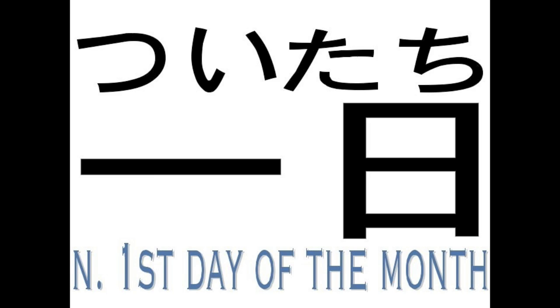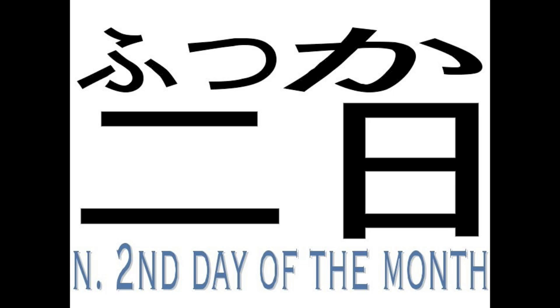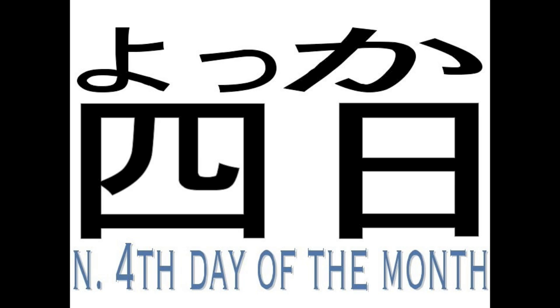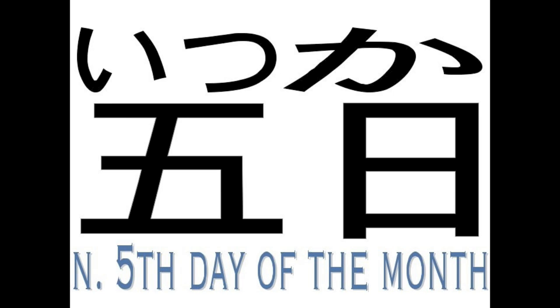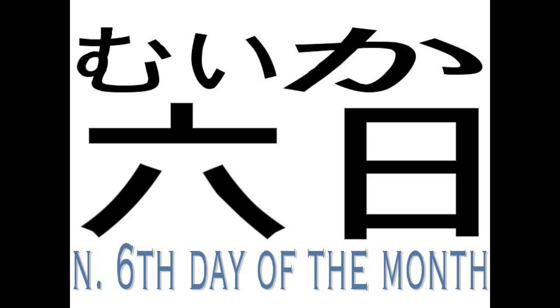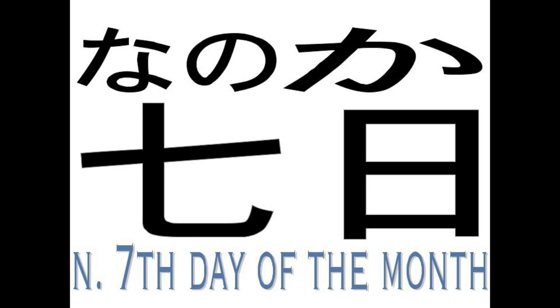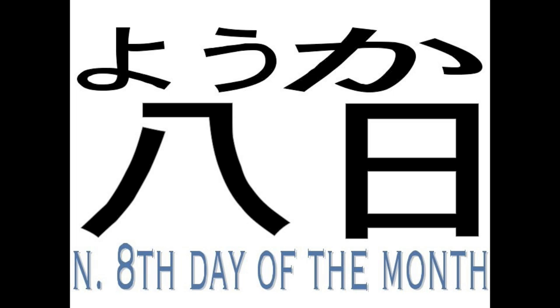First day of the month is Tsuitachi. The second day of the month is Futsuka. Third day of the month is Mikka. Fourth day of the month is Yokka. The fifth day of the month is Itsuka. The sixth day of the month is Muika. The seventh day of the month is Nanuka or Nanoka. The eighth day of the month is Yoka.